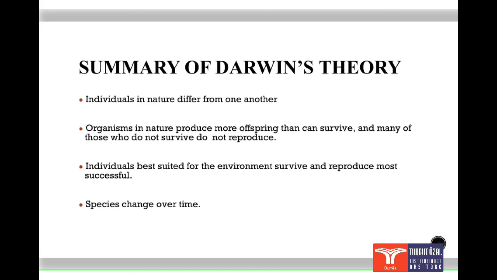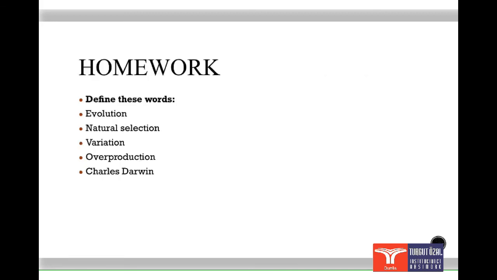Species change over time. Now for homework you will define these words: evolution, natural selection, variation, overproduction, and you will speak about the life of Charles Darwin.